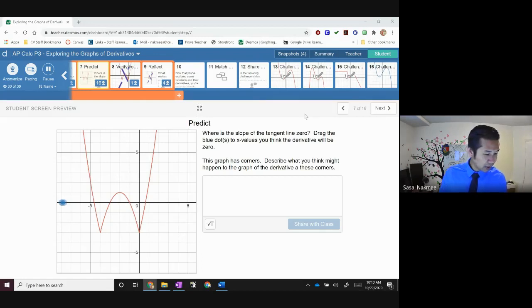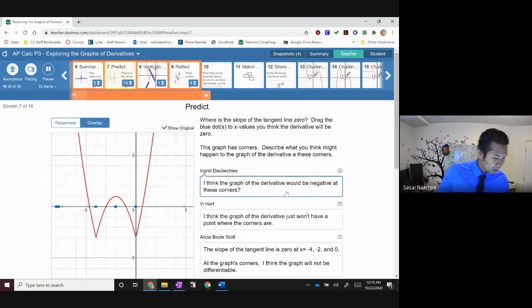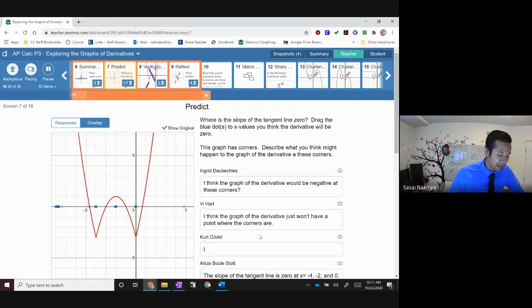All right, let's take a look at some of your answers here. How are we doing on here? I think the graph of the derivative would be negative at these corners. On both sides of the corners, just one of the corners, or only approaching the corner from a specific side? That's a good thing to point out. I think the graph of the derivative just won't have a point where the corners are. Ah, okay, I like that.